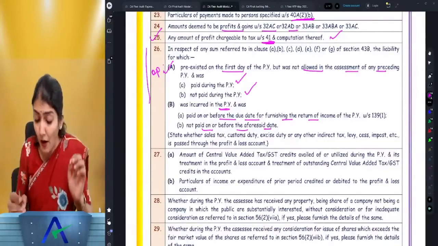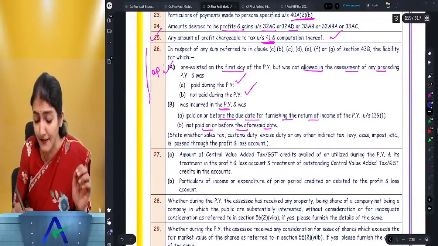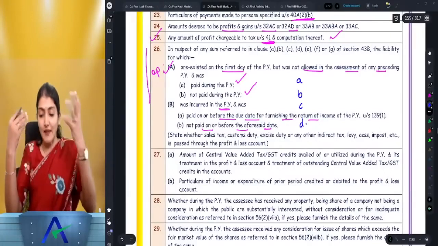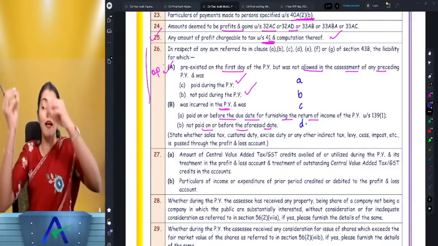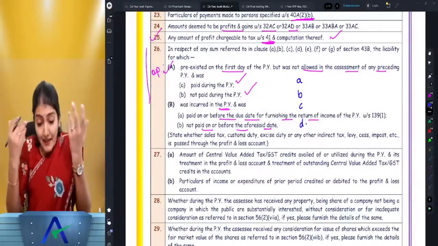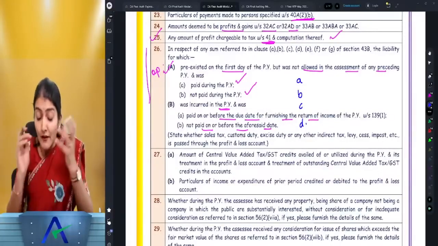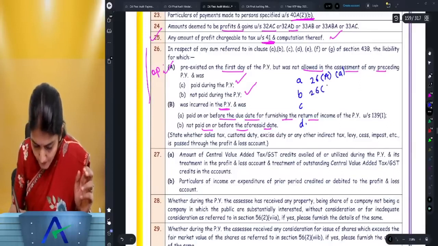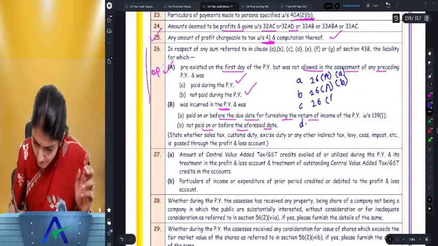Okay, for this, how they made your life very interesting in the MCQ, they asked that there is a GST liability, for example, which was payable by the assessee as on the opening of the year and it has not been paid during the year. So, whether it will be reported under 26AA, whether it will be reported under 26AB, whether it will be reported under 26BA, or whether it will be reported under 26BB.